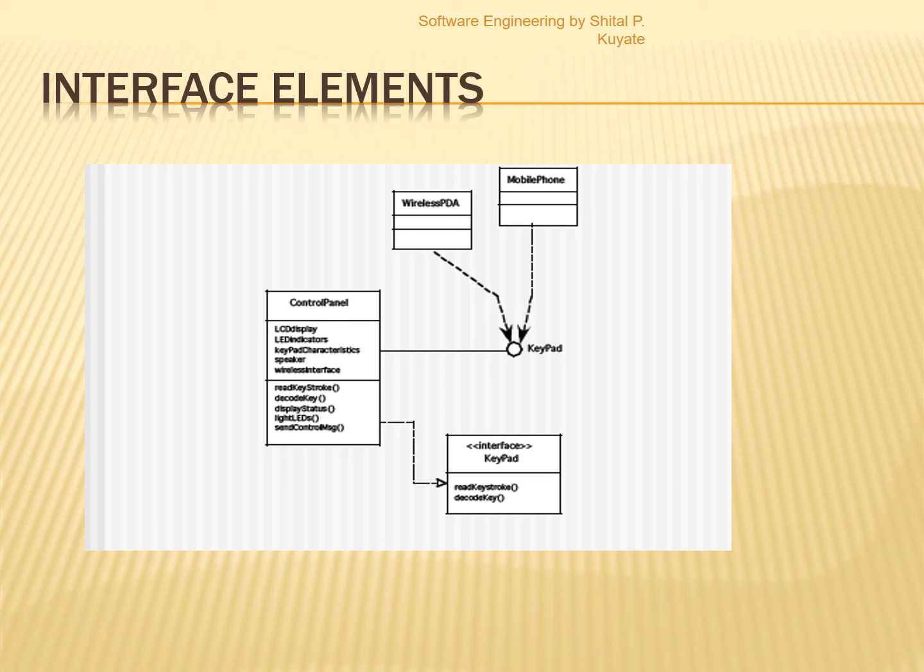Here is one more class, the control panel, which contains the LCD display, speaker, and so on. All these are the attributes of the control panel class, and the operations performed by this control panel are like decode key, display status, etc. So basically we can say the interface design describes how the software communicates with the systems that interact with it and with humans that use it.